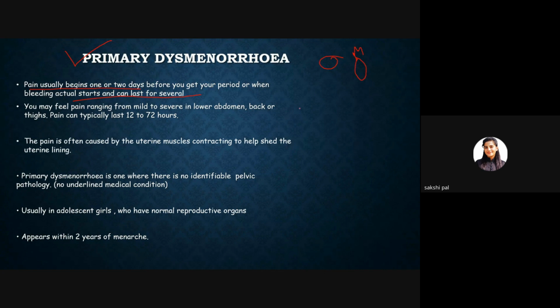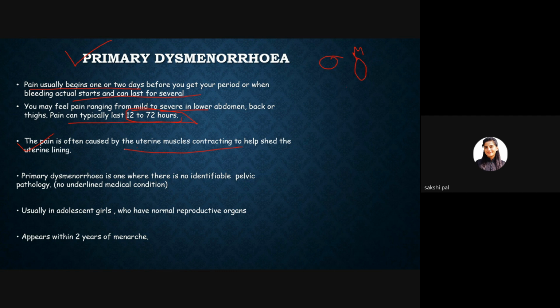Okay, you may feel the pain ranging from mild to severe in the lower abdomen region, because of course the position of the uterus is the lower abdominal region. So the pain can lead to the back, thighs, hands, as females usually have. So you all can understand, and the pain typically lasts for 12 to 72 hours. That means 1 or 1.5 days. Okay, and the pain is often caused by the uterine muscles contraction.